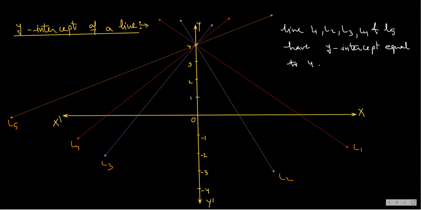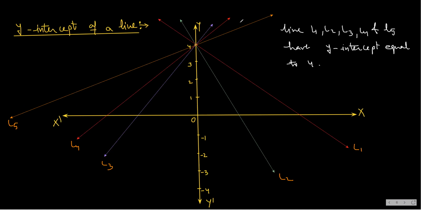Now see, if all these lines cut the y-axis here, then they would all have y-intercept 3. If they cut here, then y-intercept 2. If they cut here, the y-intercept is 1. If they cut here, the y-intercept is 0. If they cut here, then -1. If they cut here, -1.5, and so on.